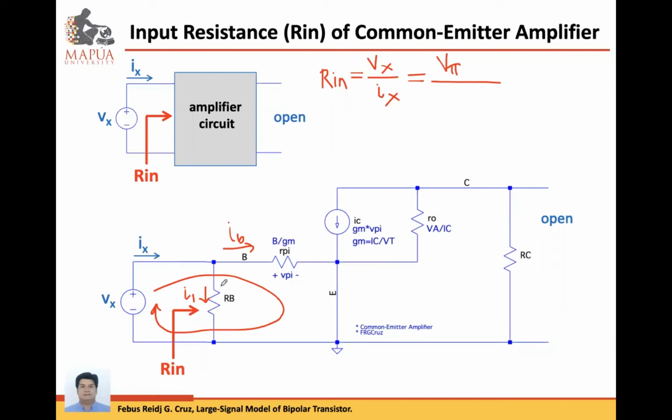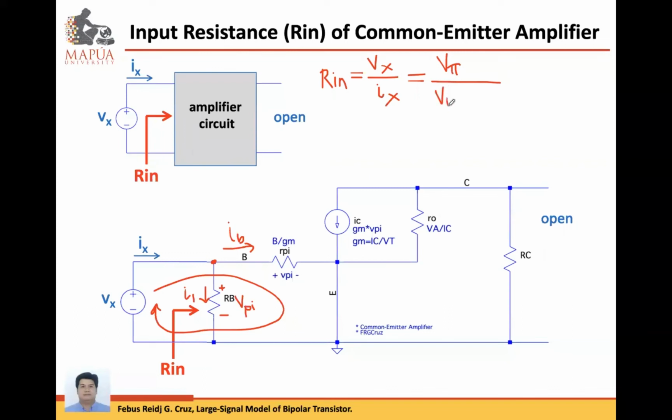While yung I1, what is the voltage across RB? If you look at the schematic diagram, these two nodes are connected together. The other node is grounded. That means RB is actually in parallel with R pi. So the voltage across RB is also V pi. So again, Ix is IB plus I1, where IB is V pi over R pi, and I1 is equal to V pi over RB. So pwede nating isulat yun dito, no?